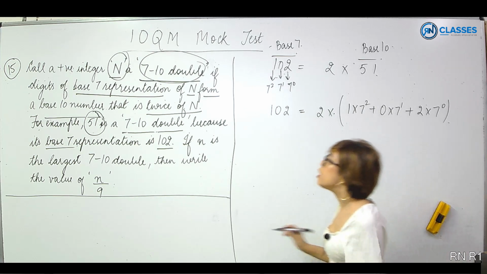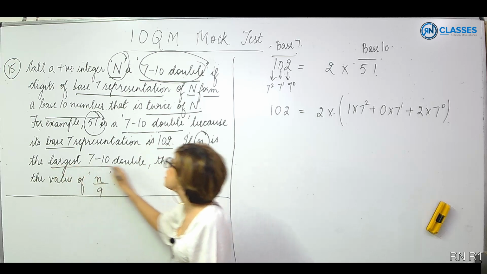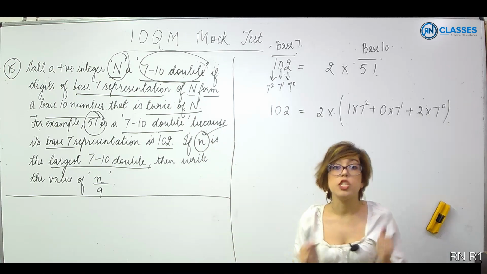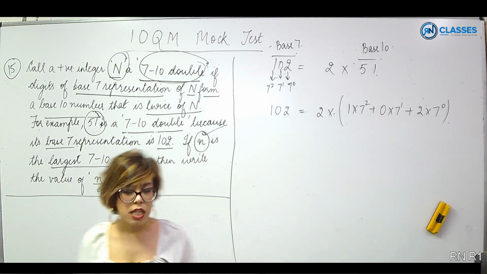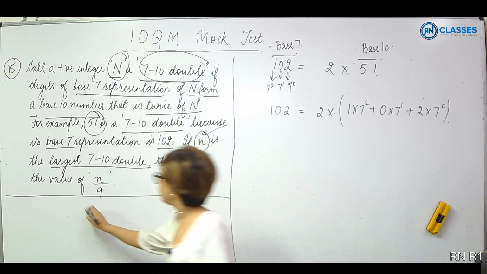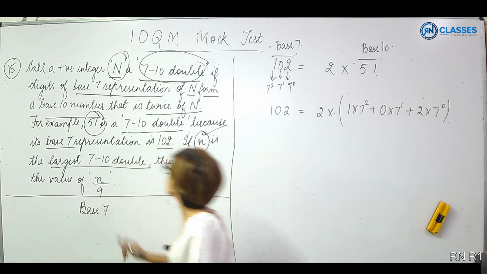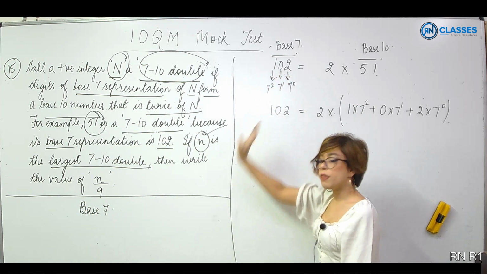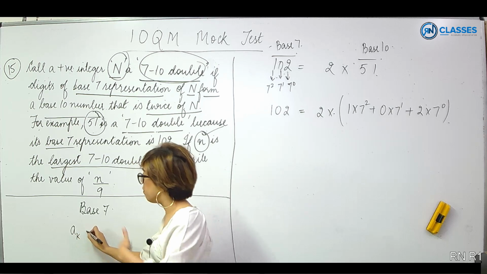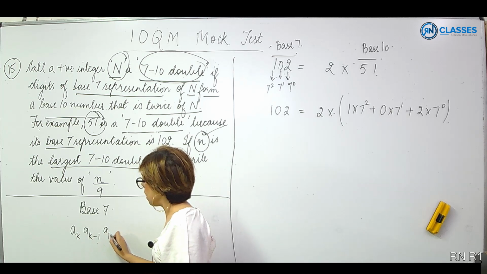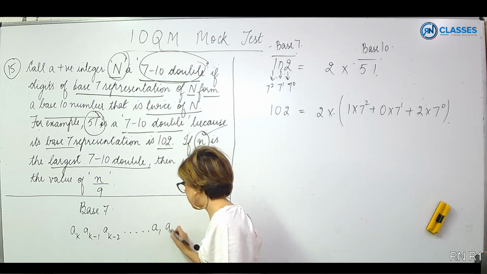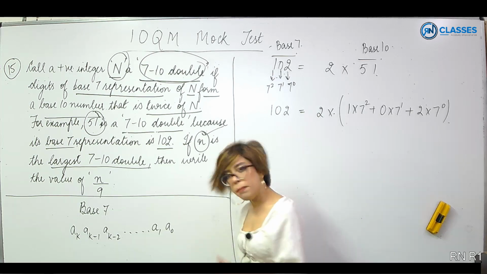But that is not my question. My question is, you need to find n, which is the largest 7-10 double, and then write the value of n by 9. Basically, I need to find the largest 7-10 double. So let me consider my number to be in base 7, because I started with this. My left hand side is this, so I'll start with this. My base 7 number, let that be: first digit is Ak, second one is Ak minus 1, then Ak minus 2, and so on. The second last is A1, last is A0. This is my number.